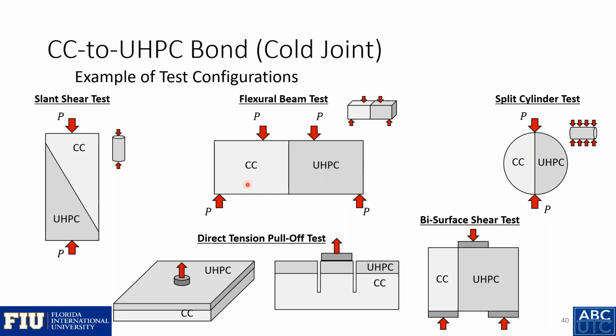So conventional concrete is cast and allowed to harden, and then the UHPC is cast after. Split cylinder test: half conventional concrete, half UHPC. Direct tension pull-off tests. With this, a slab of conventional concrete is cast, allowed to harden, and then the UHPC is cast on top, and then a cylinder is cut between both materials, and a tension load is applied, and you see the direct tension pull-off strength.